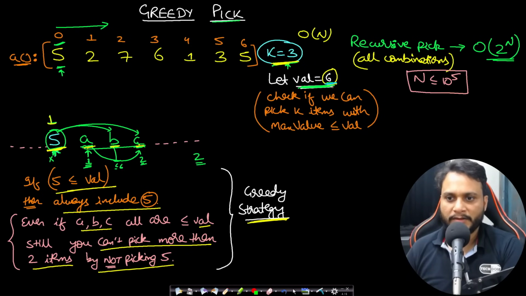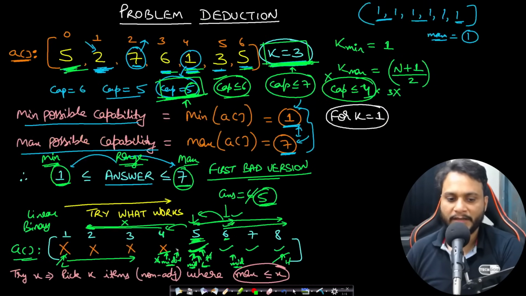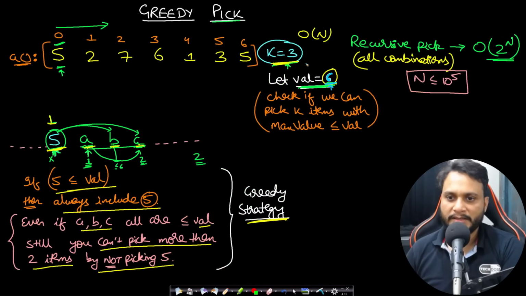So the capability that I'm trying to solve is this: in the previous approach, whenever you pick a mid value, I want to select k items from the given array and do a non-adjacent selection in such a way that the maximum of that selection is less than or equal to the mid value. Let's say this is your given mid value, which is 6. So I want to select k items, 3 items from this entire array, in such a way that the maximum of that selection is less than or equal to 6.